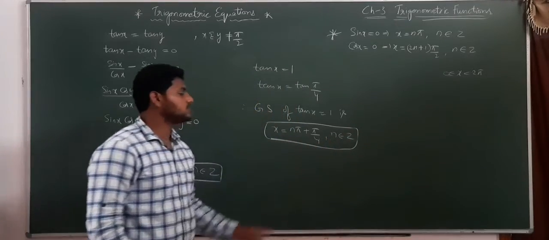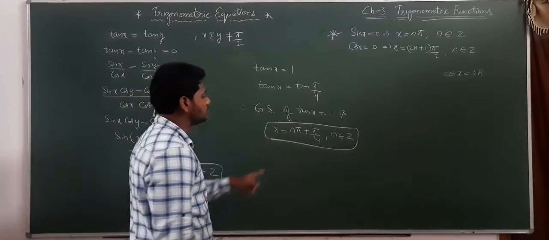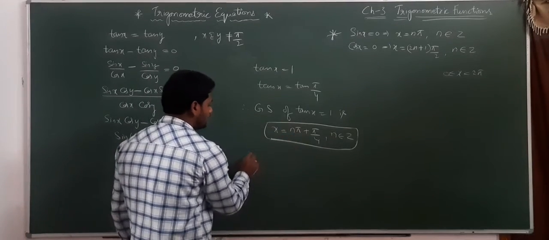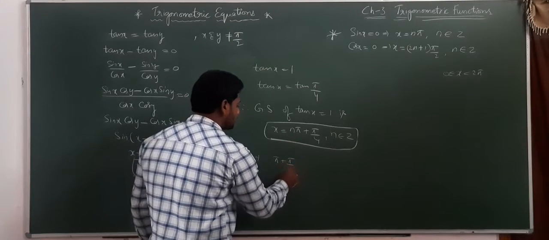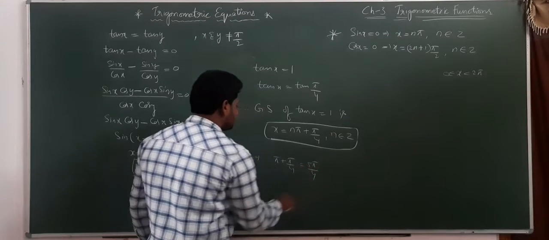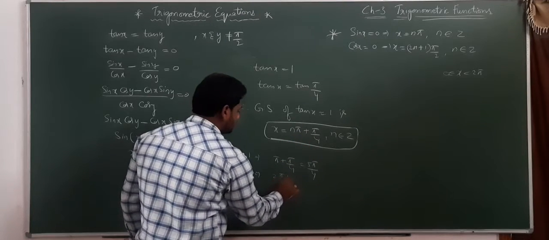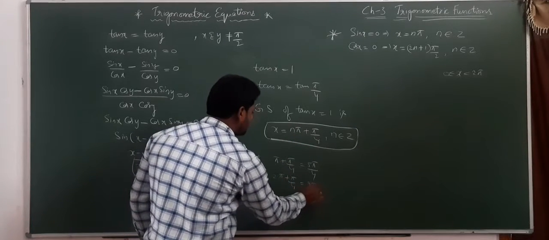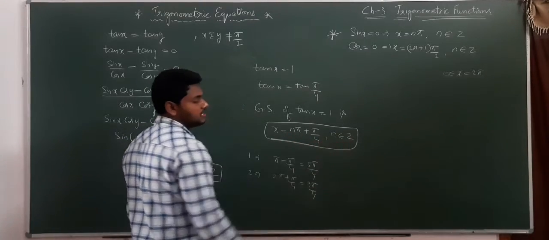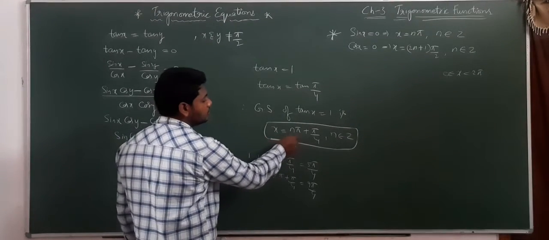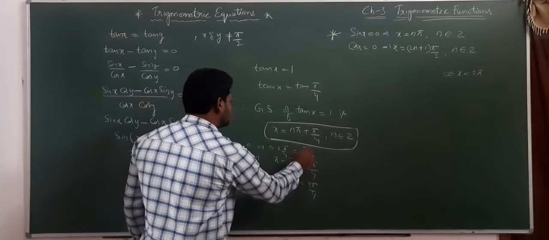Did you understand why we are using n? For example, take n equal to 1. Then it will be 1 into pi, which is pi, plus pi by 4, so we get 5 pi by 4. If n equal to 2, it is 2 pi plus pi by 4, which is equal to 9 pi by 4. If n equal to 0, n belongs to integers, and 0 is also an integer, so 0 into pi is 0, 0 plus pi by 4, we get pi by 4.